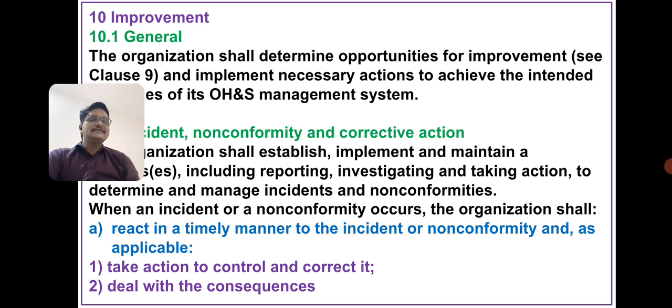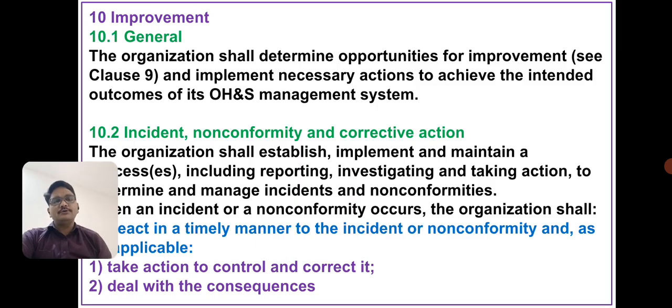Now, next class is class number 10. There is general requirement given in 10.1, that is improvement. Means the organization shall determine the opportunity for improvement as described in class number 9 and implement necessary action to achieve the intended outcome of OHS management system.